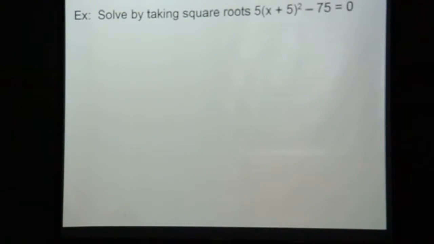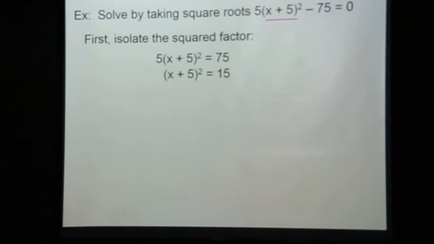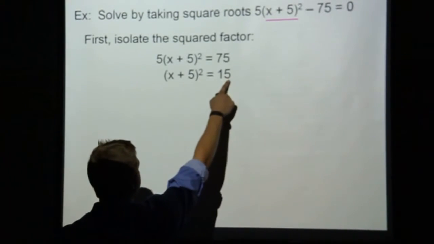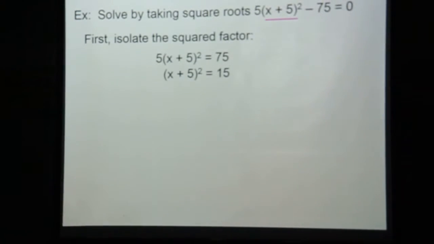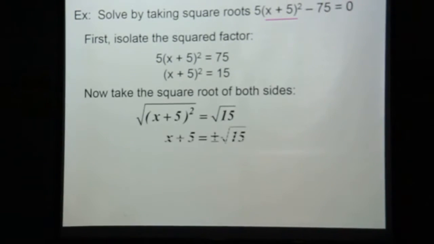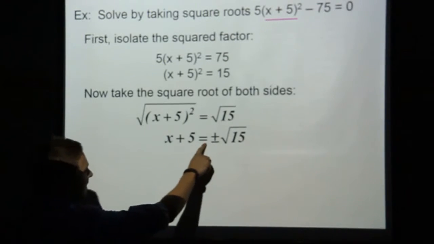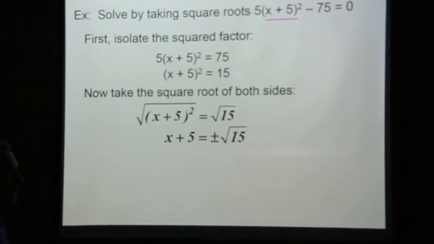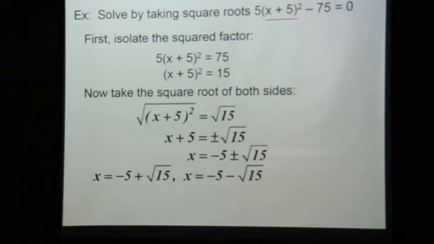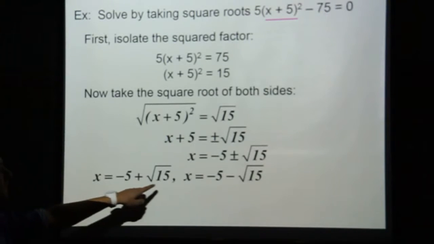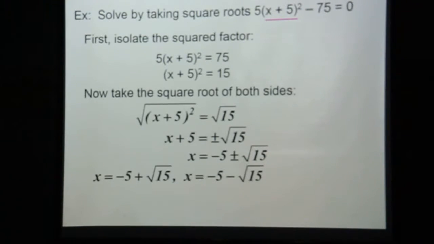Oops. So, solve by taking the square root again. So, first thing you're going to do is isolate that part that we can take the square root of. So we're going to add 75 to both sides and then divide by 5. Gives us 15. Now that we've got the square by itself, we can actually take the square root of both sides. So you get x plus 5 equals plus or minus the square root of 15. If I want to solve for x, I'm going to move 5 to the right. You get x equals negative 5 plus rad 15, and x equals negative 5 minus rad 15.